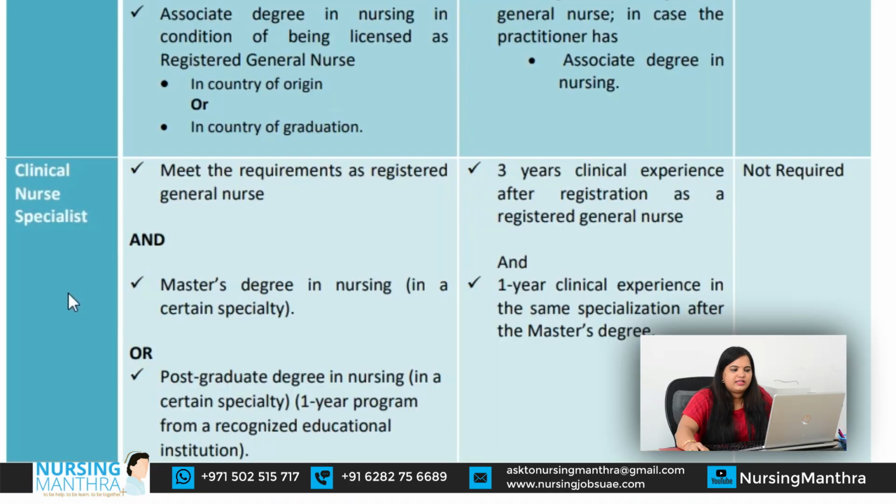Then the next category of nursing licensing title is clinical nurse specialist. A clinical nurse specialist must meet the registered general nurse qualification, and a master's degree in nursing is required: MSc nursing or any postgraduate degree, a 1-year program degree like that. Here also the qualification details are mentioned. 3 years of clinical experience after registration as a registered general nurse is required. But for this, an exam is not required.